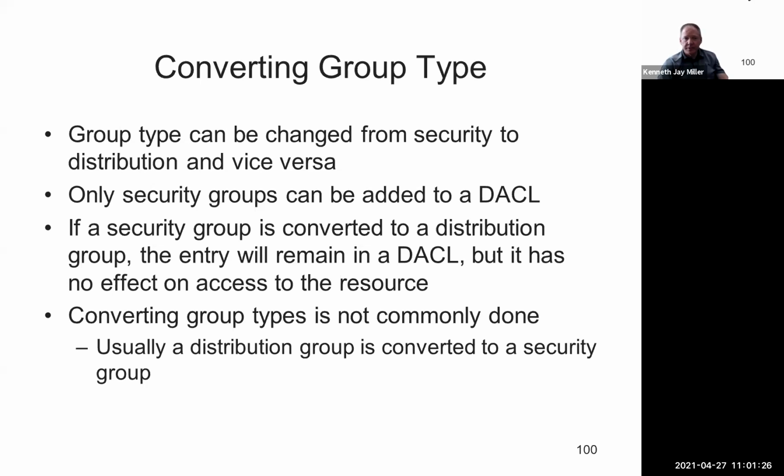Group types can be changed from security to distribution. However, if a security group is converted to a distribution group, it will still have the discretionary access control, but it doesn't do anything. So you can get confused: if it was a security group and you convert it to a distribution group, and then you look at the permissions, they'll look right, but they won't work because it's not a security group. So just be careful when you're dealing with that. It's not common. Normally you'll have that done beforehand. And a distribution group may be converted to a security group, but a security group is probably never going to be converted to a distribution group.